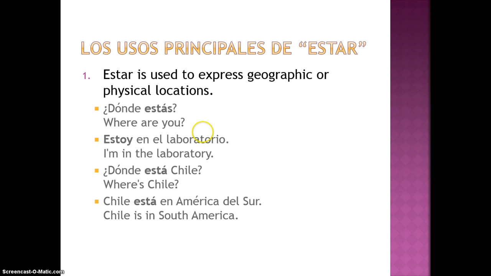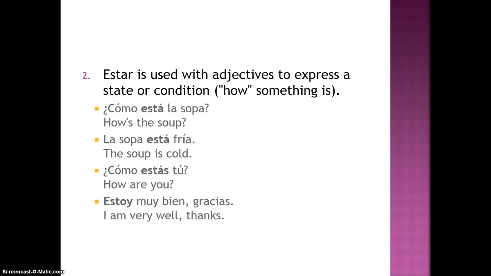Estar. Estar is used to express geographic and physical locations. So if somebody calls you up and wants to know where you're at, they'd say, ¿Dónde estás? Estoy en el laboratorio. I'm in the laboratory. Same thing, if you're not sure where a place is on a map, you would say, ¿Dónde está? Blank, blank, blank. Where is Chile? Where is the United States? Or, I don't know, a place that you wouldn't know where it is, you would still use estar.